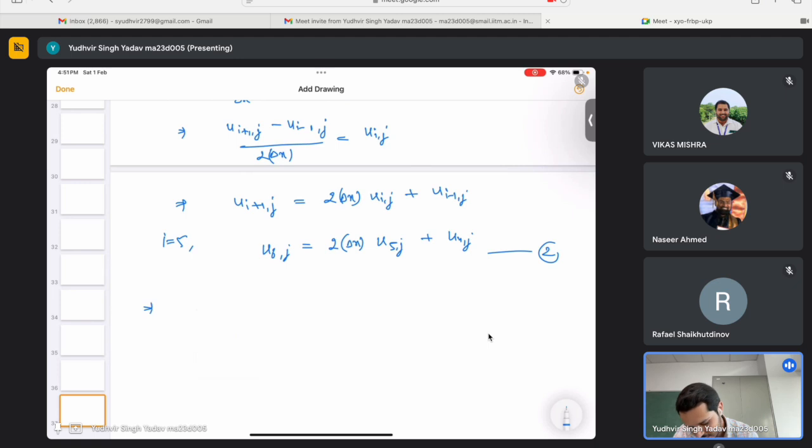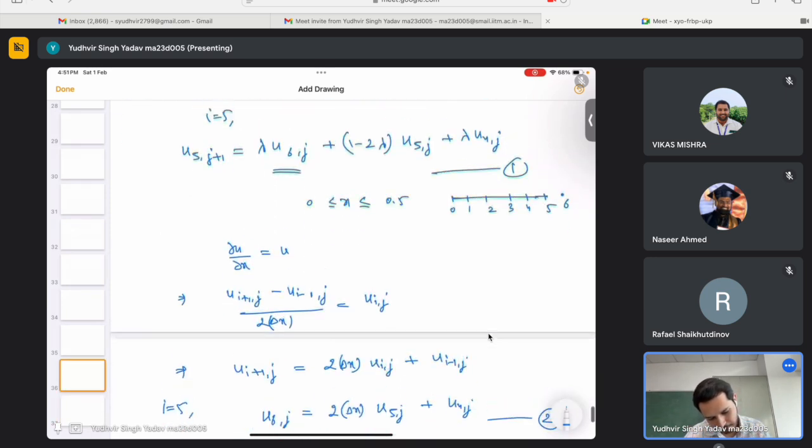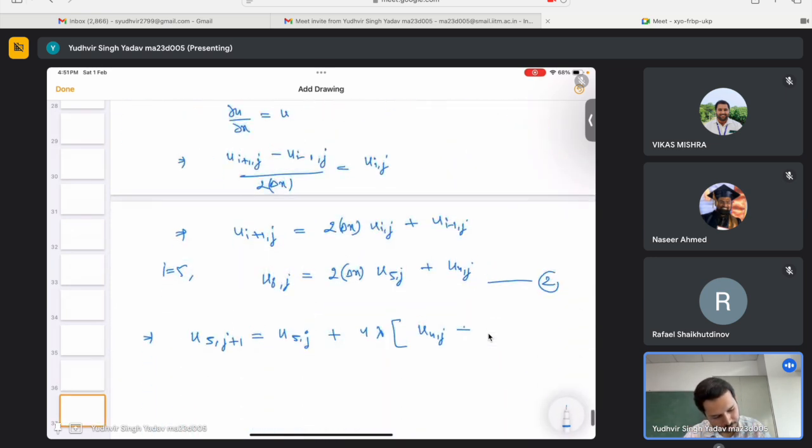So after substituting this in our given equation, you will be left with u5 plus 1, which is nothing but u5 comma j plus 4 times lambda u4 comma j.